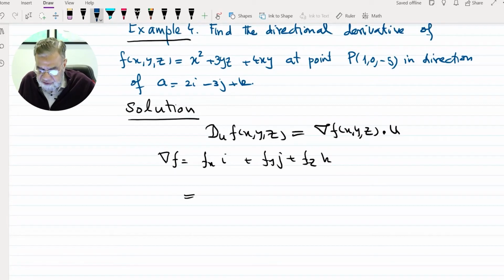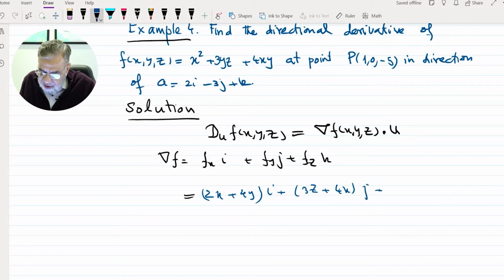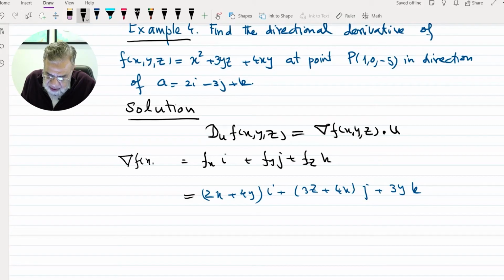So our gradient of the function is f of x i plus f of y j plus f of z k. Find f of x. My x is changing, yz is constant. I get here 2x plus 4y i. Then with respect to y, we differentiate, we get here 3z plus 4x j. And with respect to z, we get 3y k. So this is at any point x, y, and z. We can just rewrite this one. This is my gradient of the function at the point x, y, and z. Now I find the gradient of the function at the given point P.